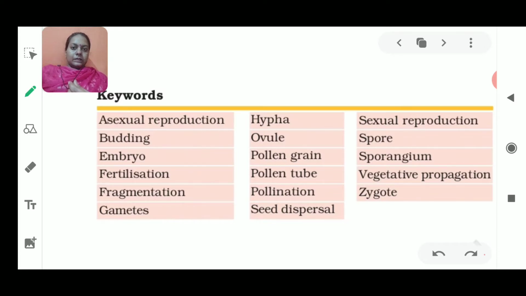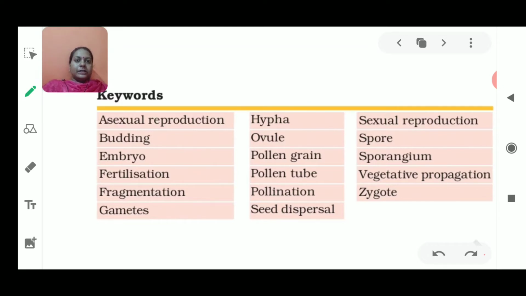When we discussed the asexual mode of reproduction in plants, we saw examples of budding and fragmentation, where budding always takes place in fungi and fragmentation takes place in algae. After that we saw that there is one more type of asexual mode of reproduction, that is known as vegetative propagation.